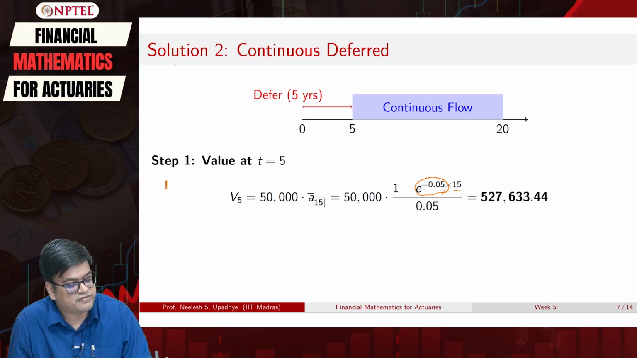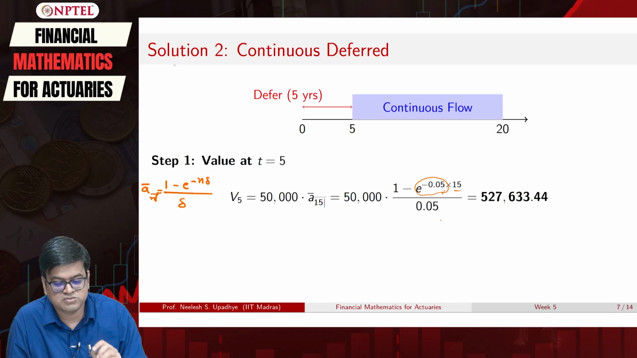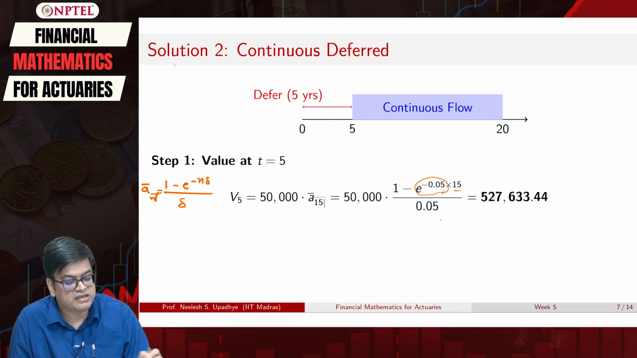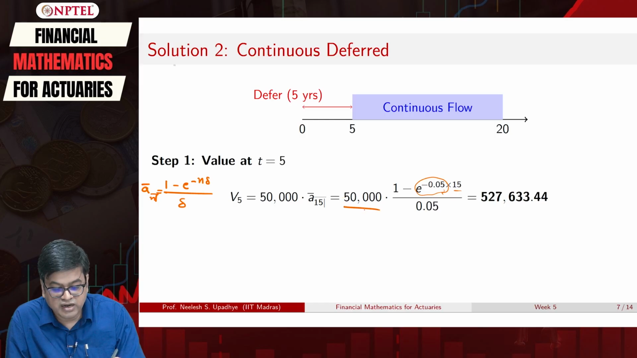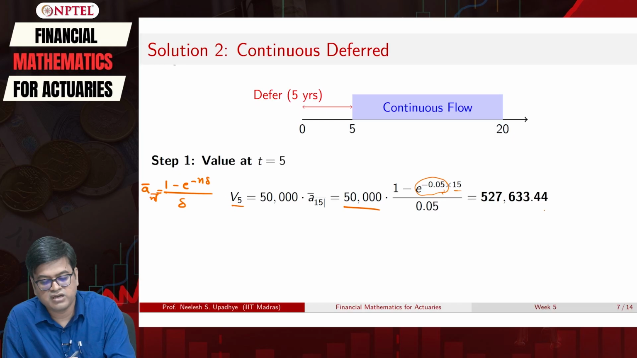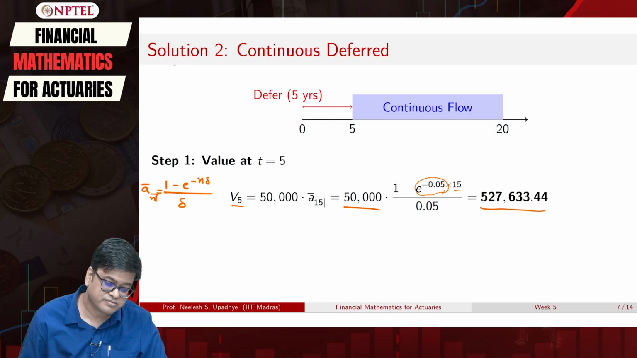So I am using that formula, 1 minus e raised to minus n delta upon delta, is the continuous annuity for n periods. That is the formula that is being used here. Okay. Then multiplied by 50,000, which is per year, per annum income for 15 years. So just solve this. This is the value at 5 is given by this, correct?